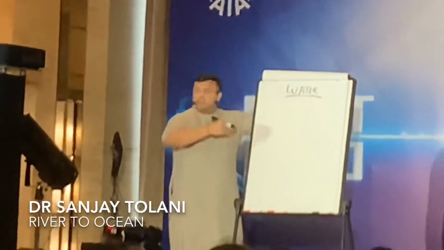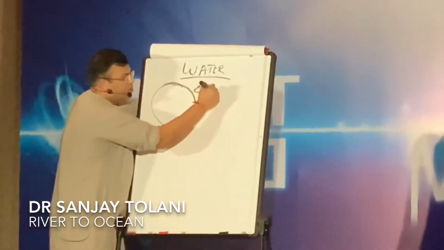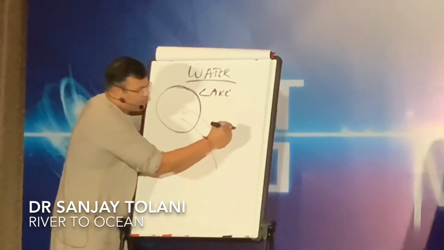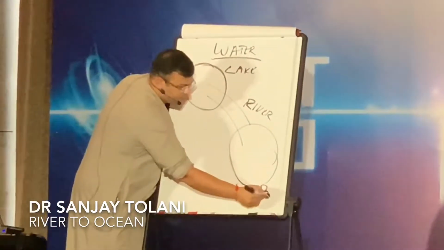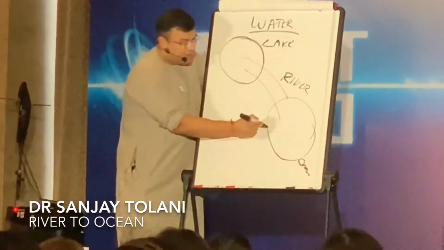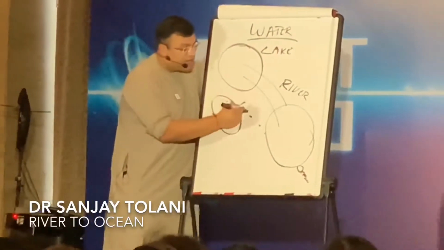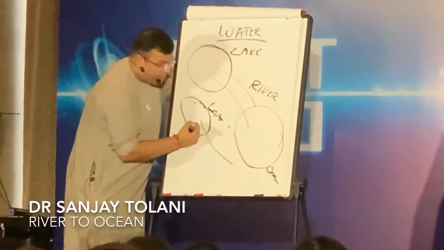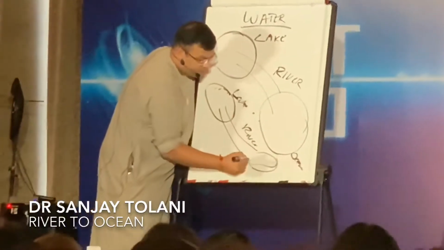So water in the whole universe, in the whole earth, flows like this. There is a lake on top of a mountain. The lake becomes a river, and the river goes and joins the ocean. The ocean will evaporate. It will create another lake. There will be rain. It will create another lake on top of another mountain. That lake will again become a river, and it will again go and join the ocean.